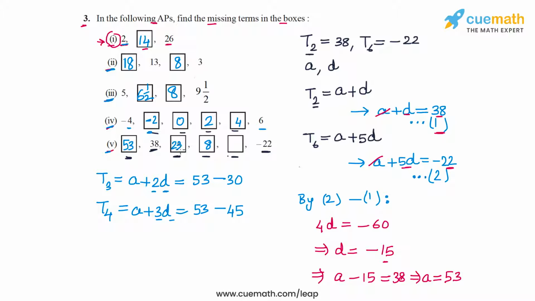I'm using these formulas, but you can also calculate each term from the previous term just by adding the common difference. So for example, for t5, I can simply take the previous term, so that's 8, t4, and then I can add minus 15, so that gives me minus 7. So t5 is minus 7, and then t6 is already given to us. So this solves part 5, and with this all the 5 parts of question 3 are done.